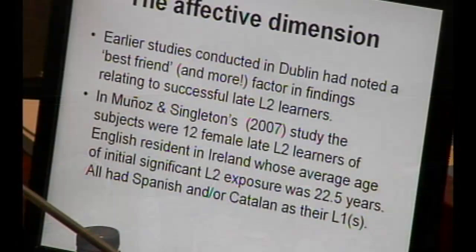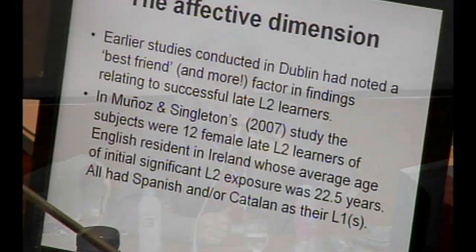Earlier studies had noted a best friend factor in findings relating to successful late L2 learners. I mean, I'll just summarize this briefly as we're running out of time. Carmen Munoz and I did a study of some Spanish-speaking, Catalan-speaking learners of English in Ireland who've been in Ireland for a long time. Some of them passed for native speakers. Two of them perfectly as native speakers. Their pronunciation was judged to be native-like.